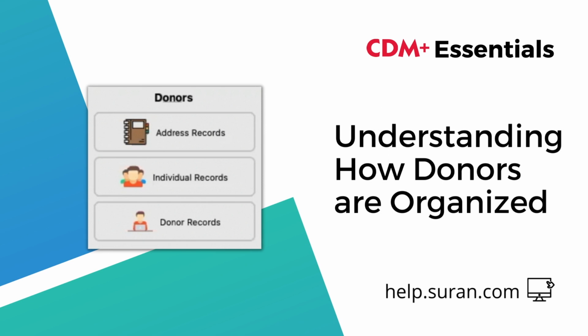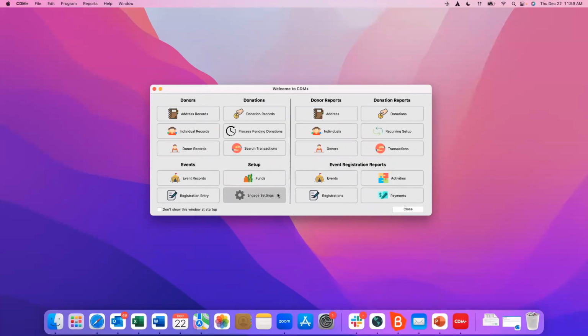Now once donors have a way to donate to your organization through Engage settings, you now need to know how to organize and manage your donors and their donations. In Essentials, to manage your donors, you will want to primarily work from the donor records. But it's also really important to understand how your donors are organized in the CDM Plus data management system. Your donors are organized in address records, individual records, and donor records.